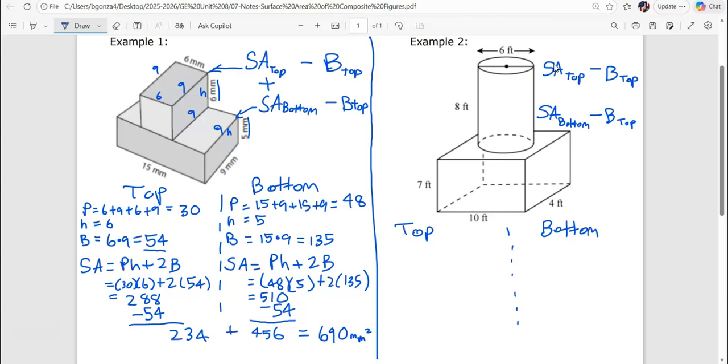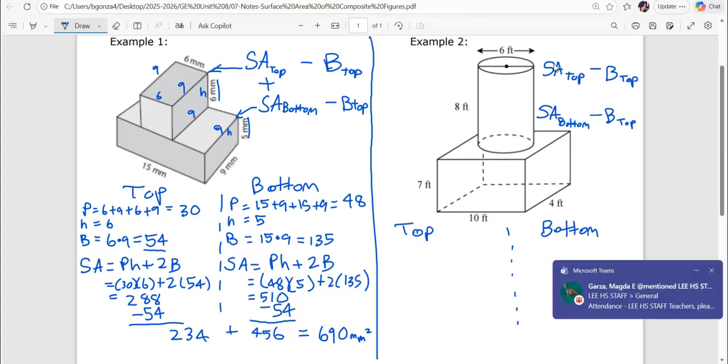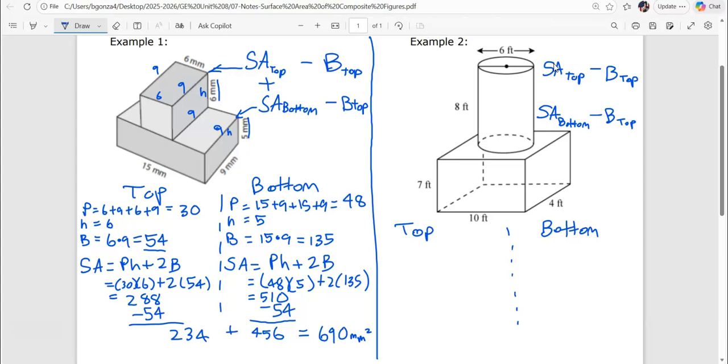Now, hold up, hold up. This top is not a prism. We're not doing P, H, and B. This is a cylinder. So what do I do? I go to my green sheet. I find the word cylinder. Go over to surface area. It's 2 pi RH plus 2 pi R squared. Which means all I need to know is the radius and the height.